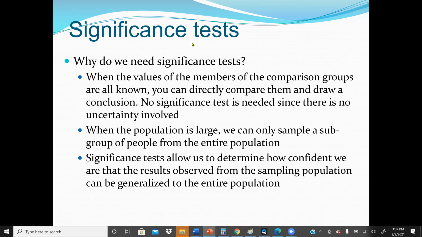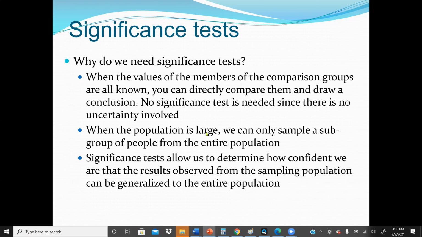Also, we talk about the significance test in experimental testing. This is, again, hypothesis testing. So why do we need significance tests? When the values of the members of the comparison groups are all known, you can directly compare them and draw a conclusion. No significance test is needed since there is no uncertainty involved. In this case, I don't need hypothesis testing. If the values of the members of all the comparison groups are already known, then we can do our comparisons and draw our conclusion.